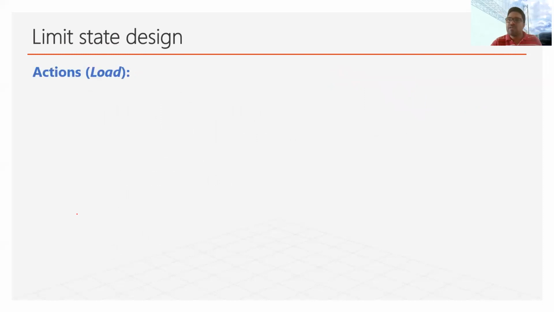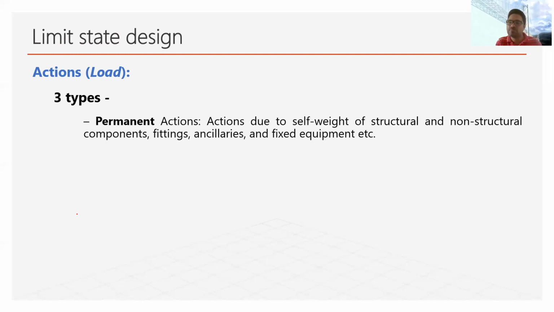Now coming to the types of actions. Well, actions are broadly categorized in three categories: permanent, variable and accidental. Well, permanent action can be the dead load or the self-weight of non-structural members. Say in case of building, the non-structural member may be furniture or almirah. Similarly, self-weight of the structure itself will be of permanent nature. It will always be there. So those kinds of load are considered as permanent load.